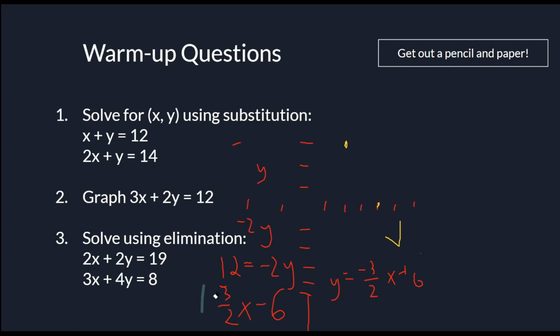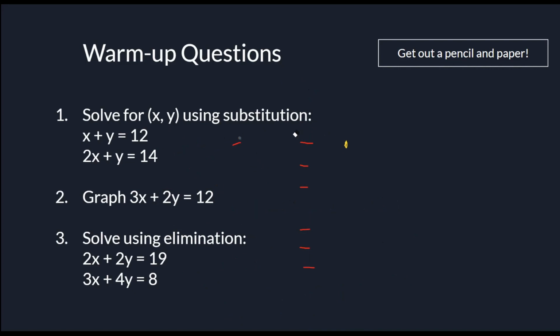Now let's look at the last problem. This problem asks you to solve the system of equations using a different method. This method is elimination. It's a method that Matthew used before, actually. So who wants to give this a try? It's 2x plus 2y equals 19, 3x plus 4y equals 8. Any ideas? Can you rewrite those?